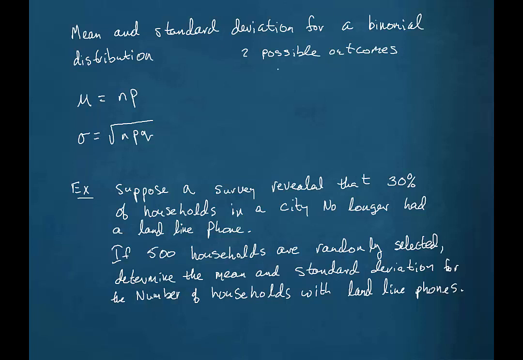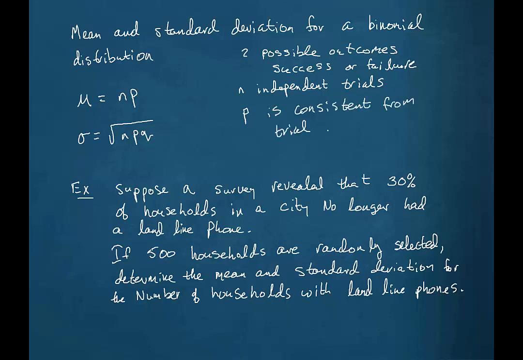We consider those a success or a failure. There are n independent trials. The probability of a success is consistent from trial to trial, and we call that probability little p. So here in our formula, for the mean we have the number of trials and the probability of a success.